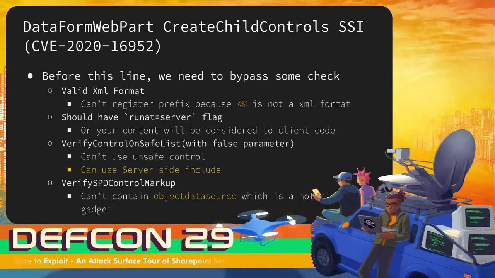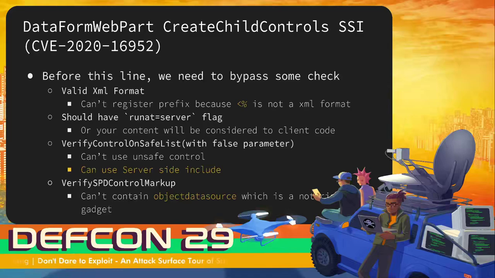It has to be valid. First of all, it needs to be a valid XML, so we can restrict a prefix, because it is not a valid XML format. We also need to have runat equal server, or it would be sorted as client script and won't pass the verify control. It also needs to be a safe control. It can contain things like ObjectDataSource control, which is a famous gadget.